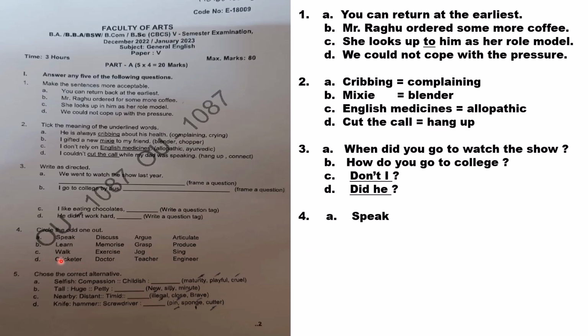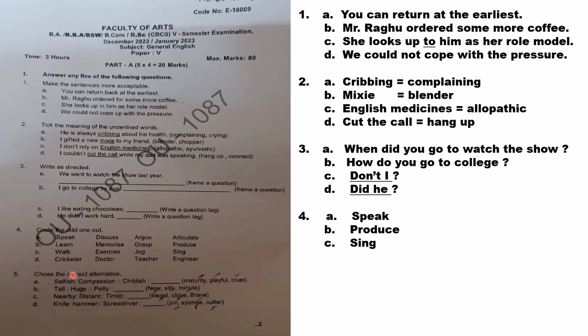Then fourth B, learn, memorize, grasp and produce. So learning, memorize and grasping are the cognitive activities, means we intake, it's called as a receptive activity. All these three are receptive activity. We receive and we perceive knowledge, and when we produce, it is a productive activity. So the odd one is produce. Fourth C, walk, exercise, jog and sing. So this is very clear. I think all of you might have written the correct answer, sing.